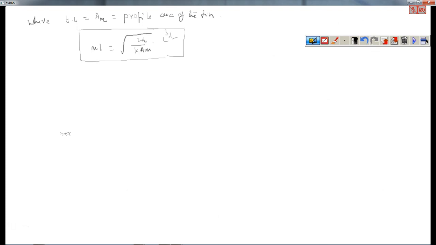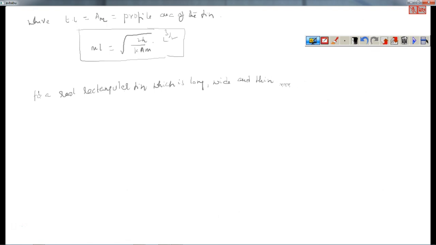Now, I'll go to the real fin shapes. For a real rectangular fin, which is long, wide, and thin.